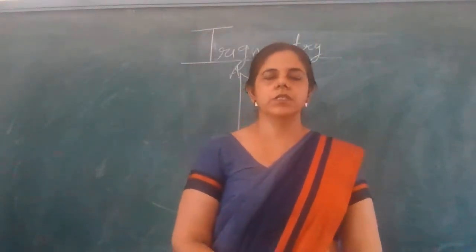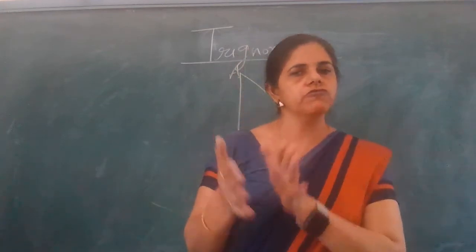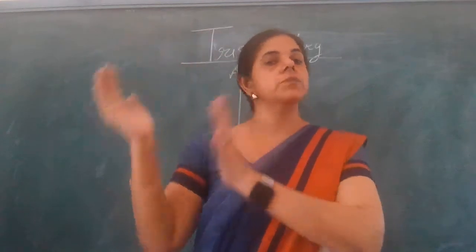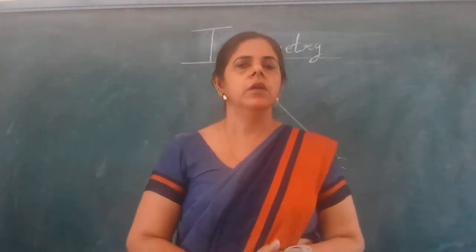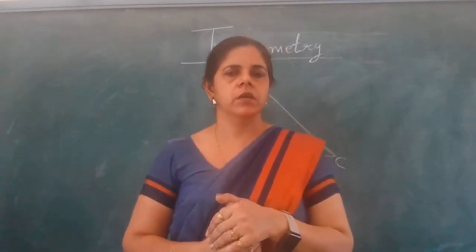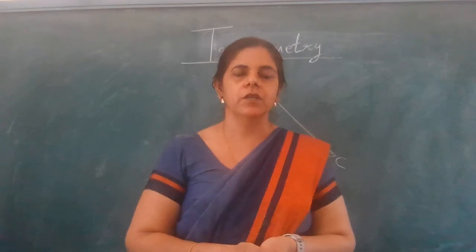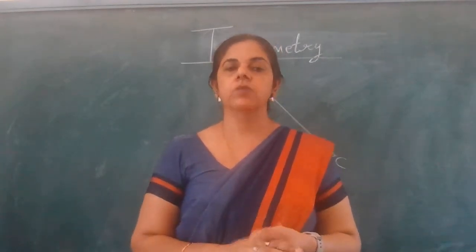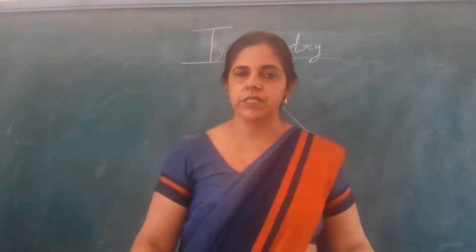Yes, my dear students, today we'll be starting our topic, trigonometry. The word trigonometry is divided into two parts: one is trigon, another is metry. And metry, I think you all know, means measure. Now, what does trigono mean? Think over. Yes, three sides. Very good. So, three sides means a triangle. We are talking about a triangle and its measurements.